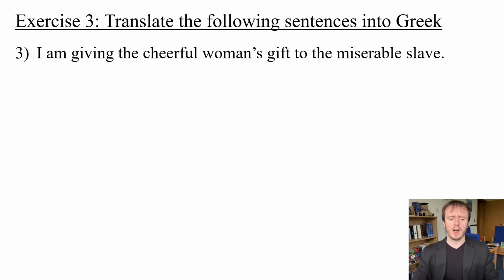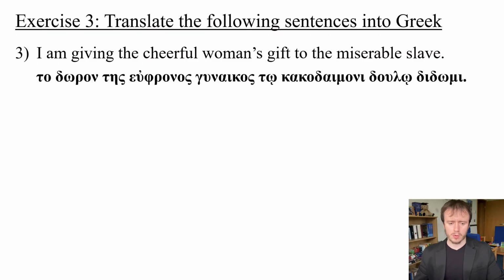Thirdly, we have I am giving the cheerful woman's gift to the miserable slave. Here, you shouldn't be too worried about the order, but you should have put something like To doron tes eupronos gynaikos toi kakodaimoni douloi didomi. Now, to doron means the gift, and here it's accusative singular. This is how it would look in the nominative or the accusative singular, since it's neuter. But it's accusative singular here because the gift is the thing that's being given.